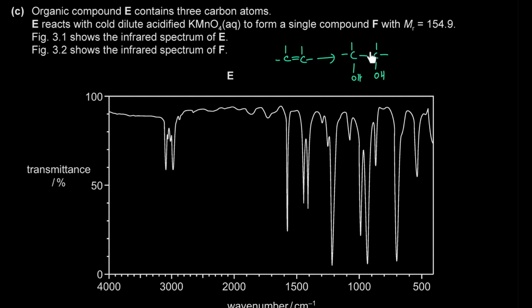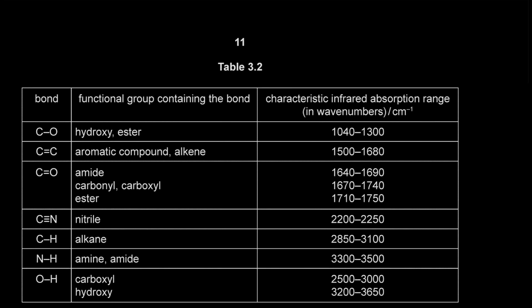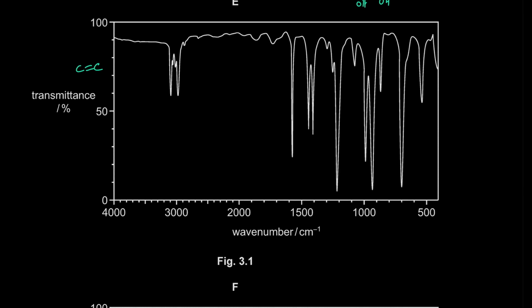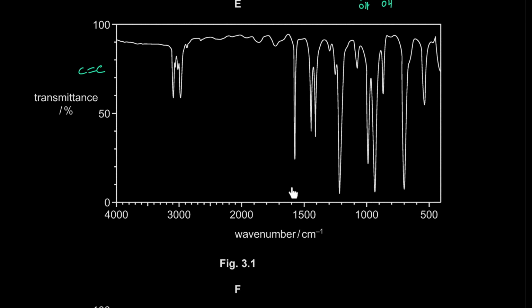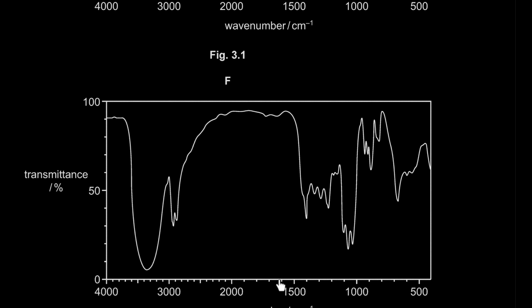This is an electrophilic addition mechanism. This is the only functional group that we've learned that can react with cold dilute acidified KMnO4. So compound E has a carbon-carbon double bond, whereas compound F doesn't. The carbon-carbon double bond absorbs infrared radiation in the range 1500 to 1680 wavenumbers, and we can clearly see that absorption around 1600. This is due to the carbon-carbon double bond, and we don't see that peak in the infrared spectrum of F.